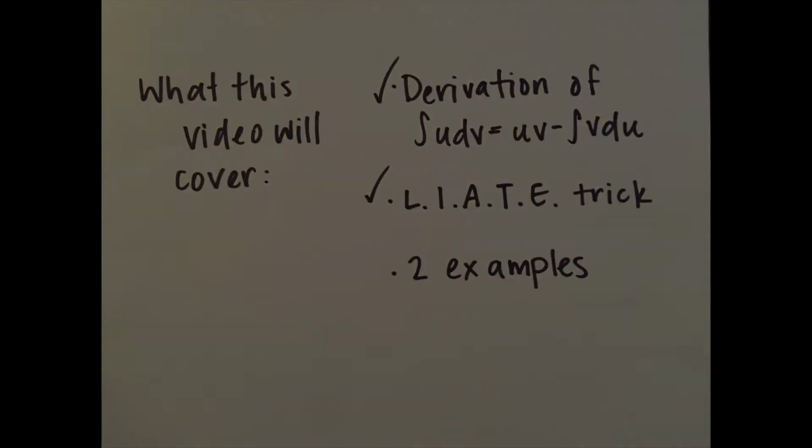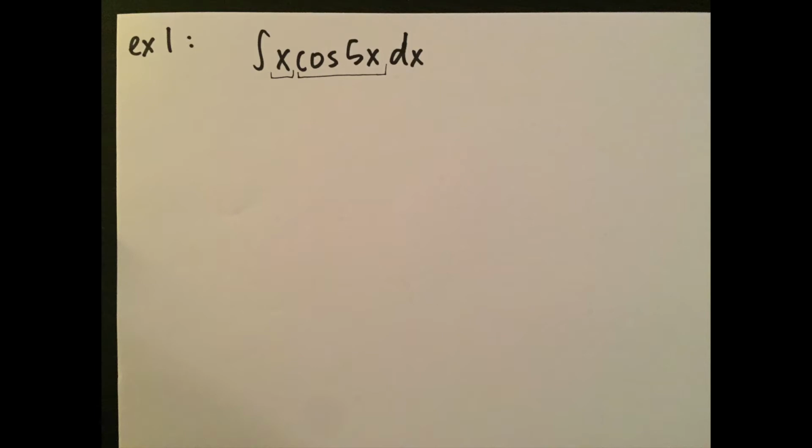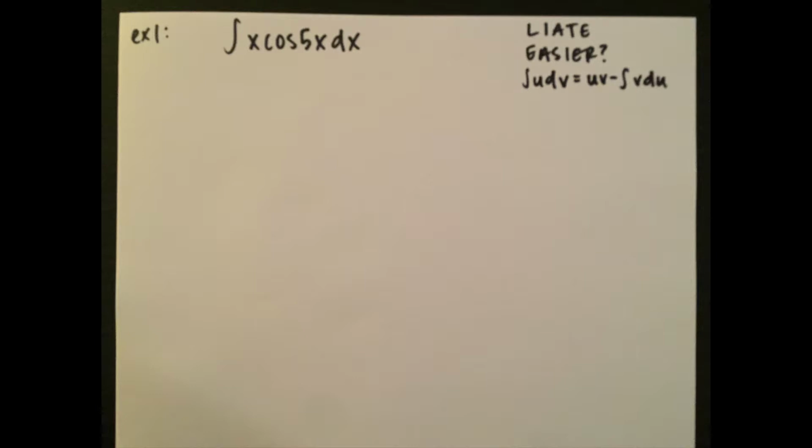Cruising right on through, let's get into some examples. For example 1, we have the integral of x times cosine of 5x dx. We have our tips and tricks up in the corner, so let's set this up. First, we need to figure out what u is using LIATE.